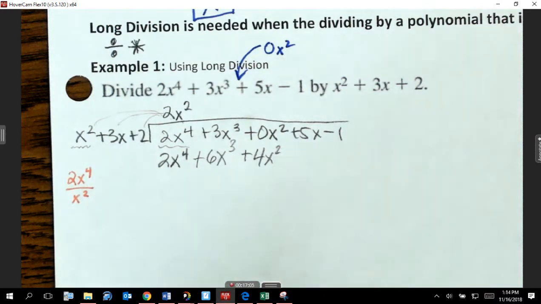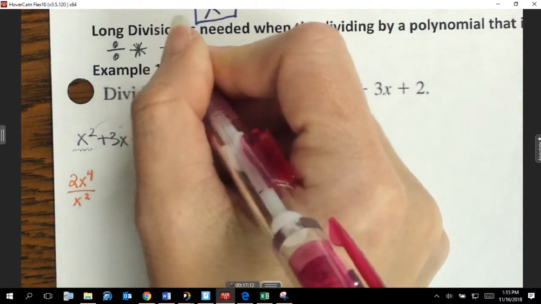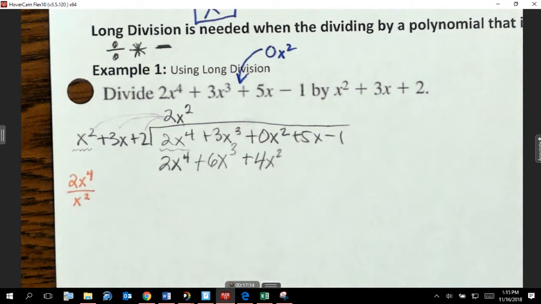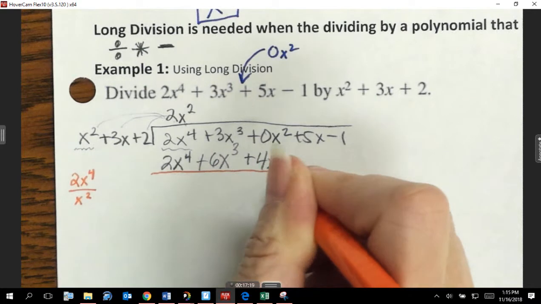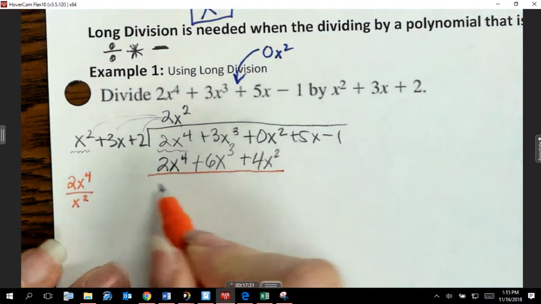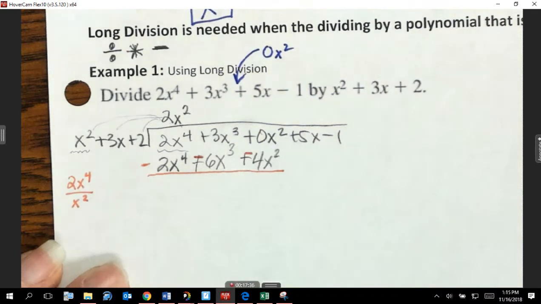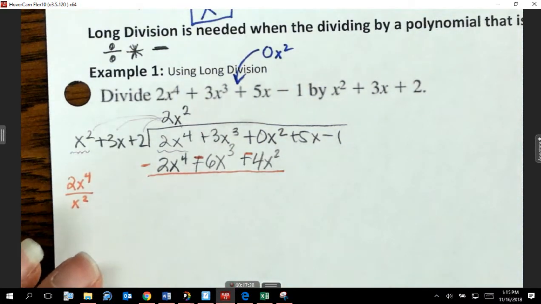So now, when we multiply that, what is our next step? Subtract. So our next step, I'm going to write up here, is subtract. So you have to subtract this entire trinomial. Personally, I don't like to think subtraction. I like to think adding the opposite. I think it's easier. So what I do is, as soon as I draw the line, I change the signs.